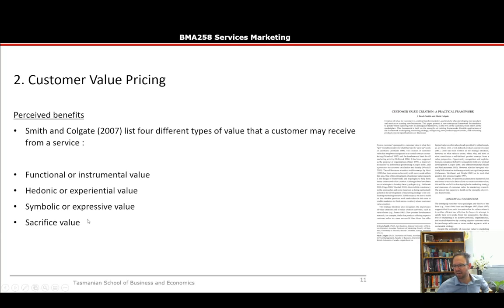Right, then we've got sacrificial value, which is pretty much the cost. How much do you have to pay to obtain it? What do you have to sacrifice? What cost do you have to sacrifice to obtain that benefit? Read that one there, because I'm sure a lot of you are going to be using this for your assignments.